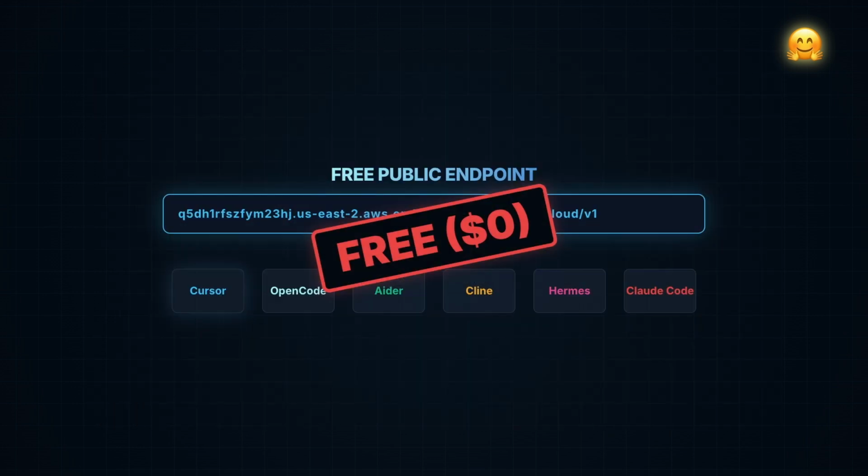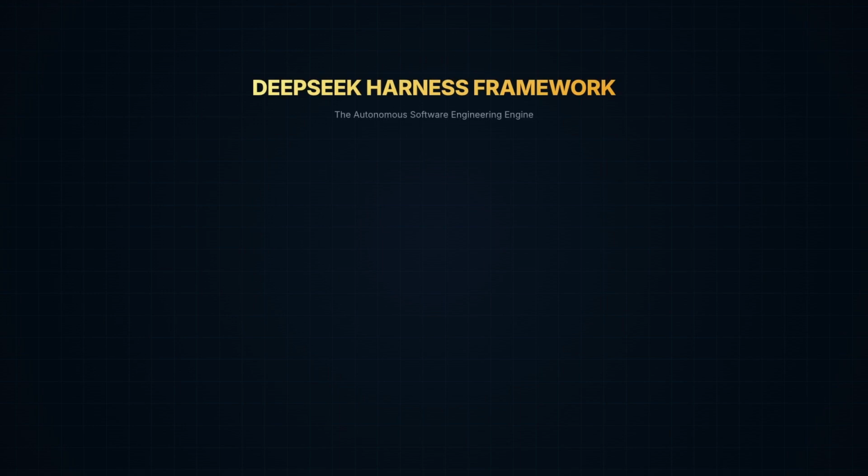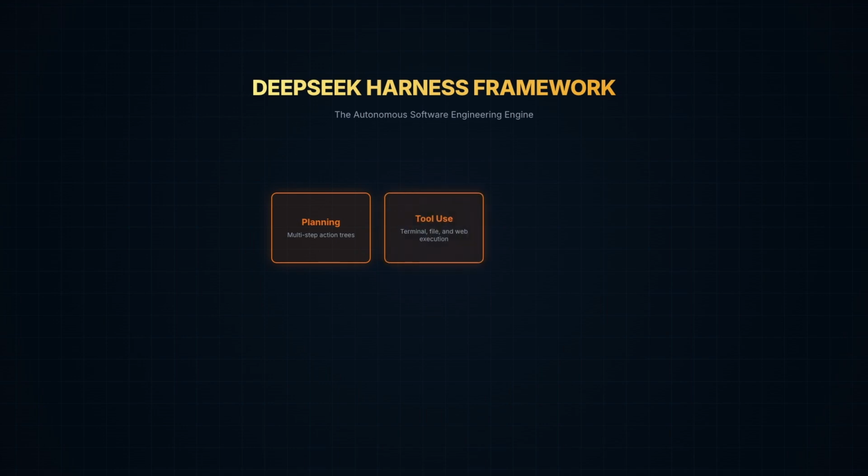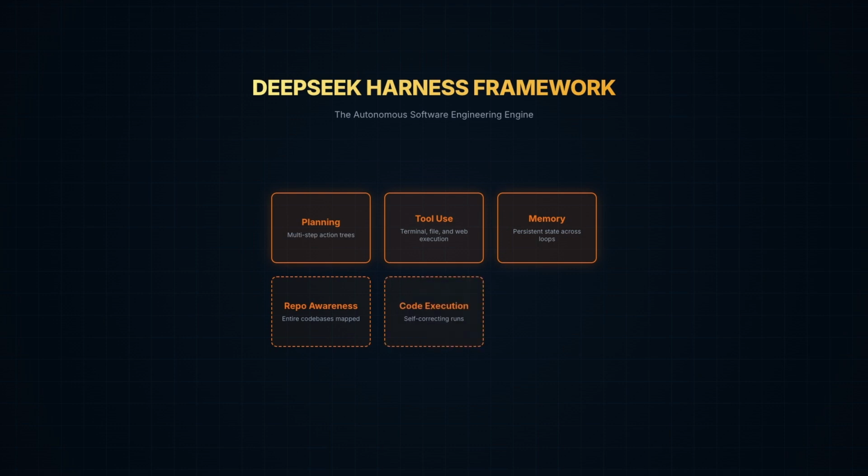Now here's where DeepSeek's roadmap gets really interesting. They're building something called DeepSeek Code, powered by their new Harness framework. This isn't just another API wrapper. Harness is designed for autonomous software engineering, planning, tool use, code execution, long-running agent workflows with persistent memory and full repository awareness. Think of it as DeepSeek's answer to Claude Code and OpenAI Codex, but open.